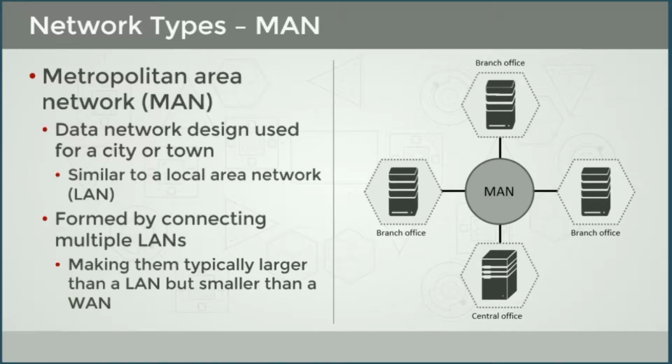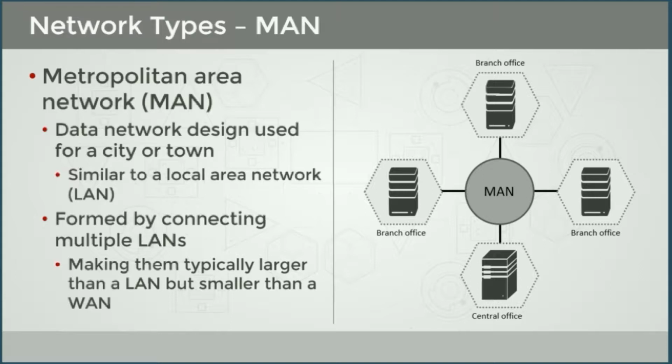Now, the next is the Metropolitan Area Network, or the MAN. This is a data network design typically used for a city or a town. So it's similar to a LAN, but it is more so a collection of LANs, where you might see things like a central office or a headquarters and several branch offices that are relatively in the same geographic space, generally something about the size of a city. So you connect the LANs together. Now, this is effectively the same approach as a WAN, a wide area network, which we'll talk about in a moment, but it's just a smaller scale.